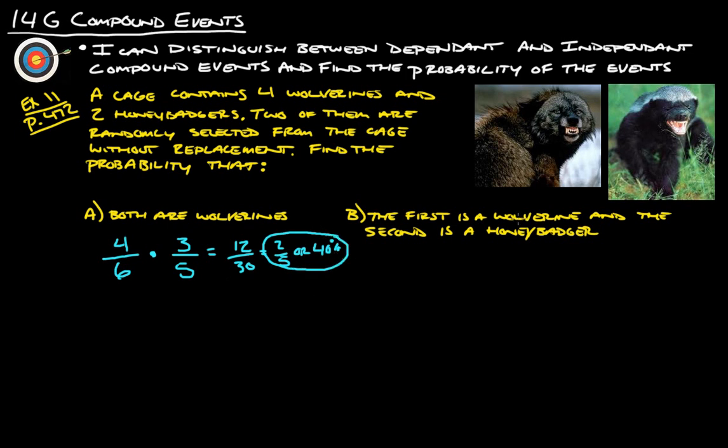Okay? So what is the probability that the first is a wolverine and the second is a honey badger? So wolverine, again, we already know is 4 out of 6. And then we're going to multiply because we've got "and the second is a honey badger." After you take the one wolverine out, there are 5 animals left, and 2 of those animals are honey badgers. So that would give us 8 out of 30. Both of those are divisible by 2, so that's going to leave us 4/15.